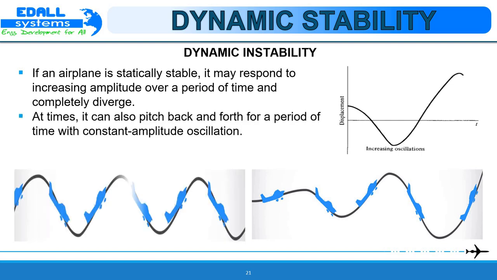At times, it can also pitch back and forth for a period of time with constant amplitude of oscillation. It is called neutral dynamic stability. Aircraft with neutral dynamic stability have oscillations that never dampen out. As you can see in the diagram below, the aircraft will pitch nose low, then nose high again, and the oscillation will continue forever.